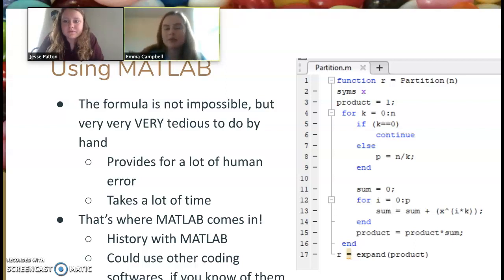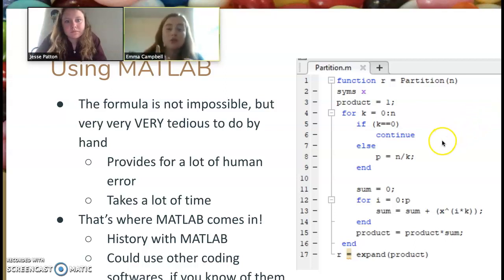It has its own coding language, and it can be really difficult, especially as a beginner program for students. But to save you some of the boring details, we'll just highlight some of the important parts of our code. At the beginning, you can see that we call a function partition. That just means that when we go down to the command window to run it, we can type in partition, and where n is, we'll put whatever number we're looking to partition. Right below that, you'll see the syms x command. That tells MATLAB not to try to solve for x, as it wants to do, so it leaves it all in terms of x.